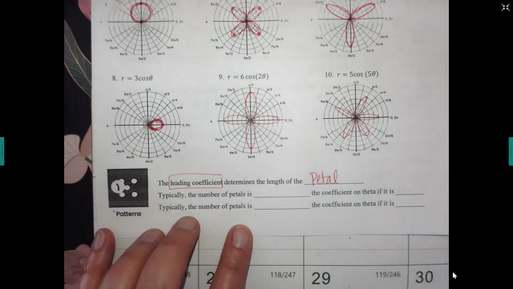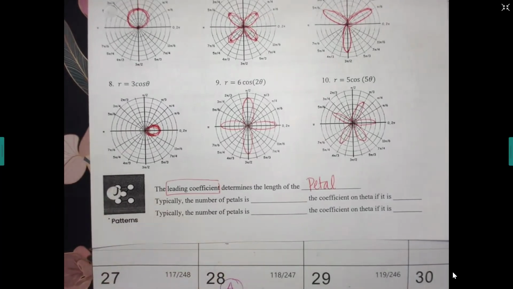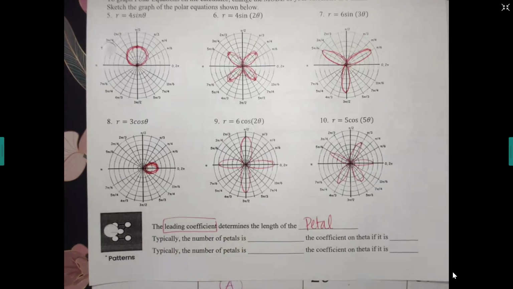Here's what I mean. What was the number on theta here? Look up here. What's the number in front of the theta on this one? How many petals did I have? 5. On this one, what's the number on theta? How many petals did I have? 1. Let's look at the other odd one up here. I had a 3. How many petals did I have? 3.